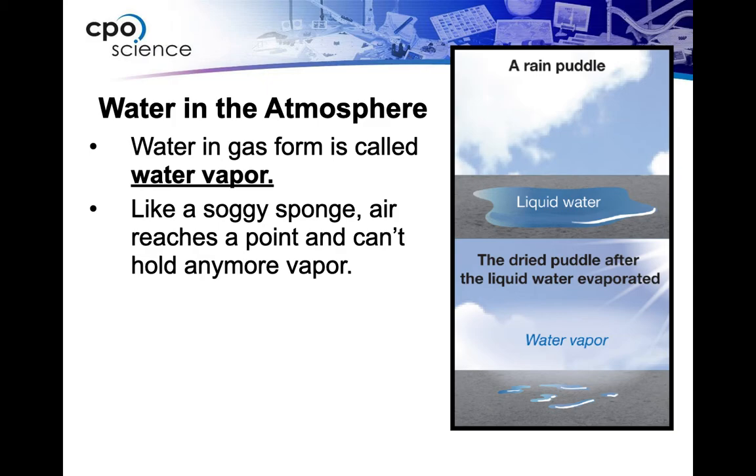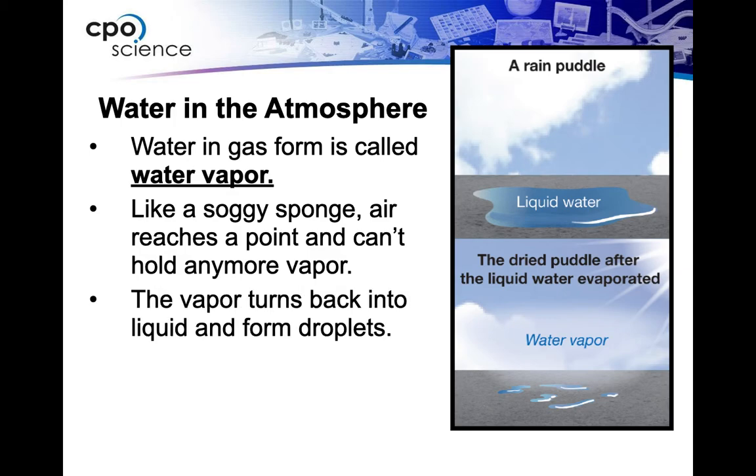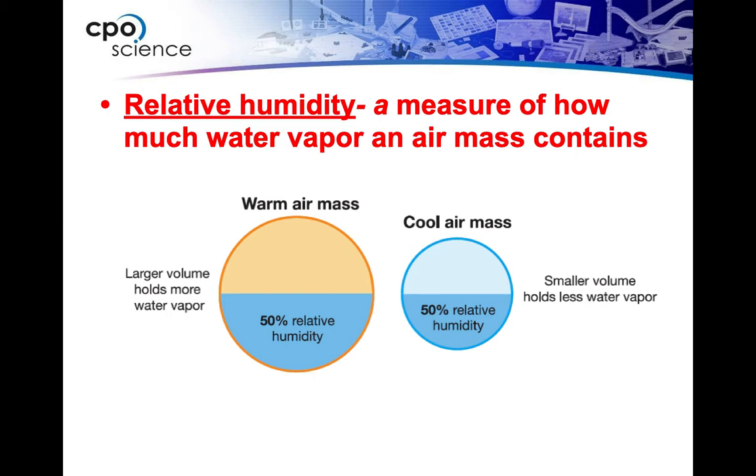Think about when you are warming up air, you're taking those molecules and you're moving them farther apart. You're making the sponge bigger when the air is warmer. When the air is cooler, those molecules are closer together. You're making the sponge smaller. So we actually measure how much water vapor air can hold, and we call that relative humidity. So a measure of how much water vapor an air mass contains is called its relative humidity.